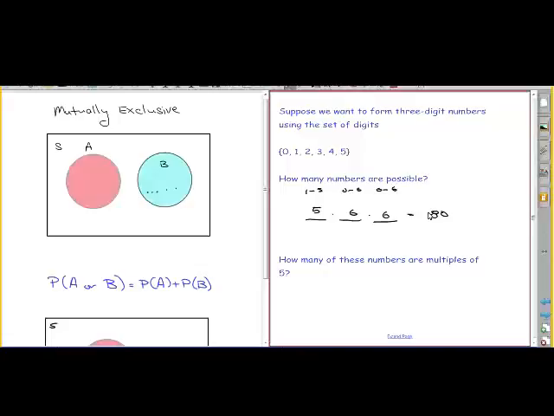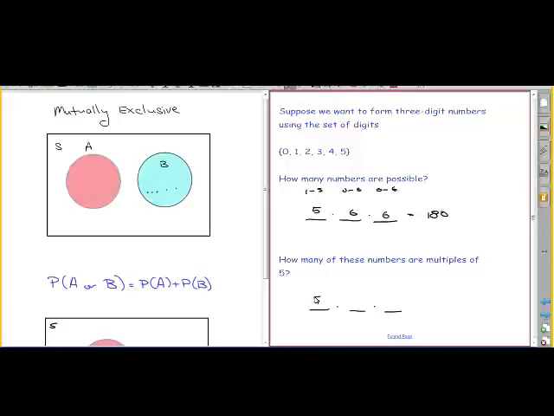Okay. So you have 180 numbers. So that's the total sample space. That's our denominator for calculating probability. Then the question is how many of these numbers are multiples of 5. So you do the same question. How many choices do I have for each number?